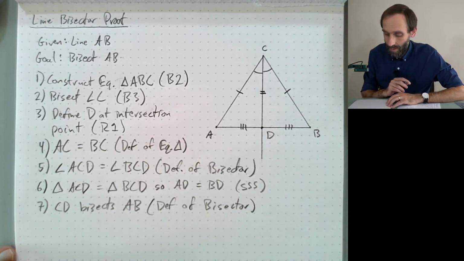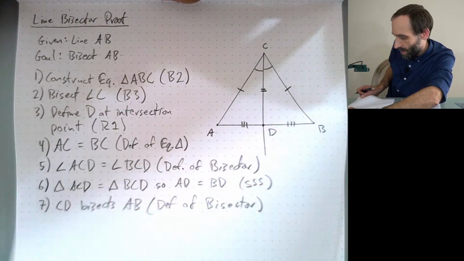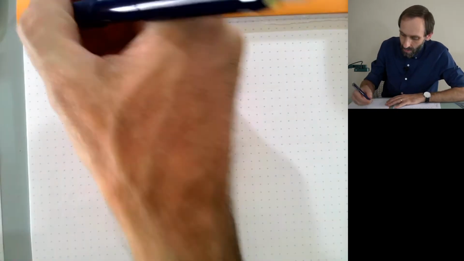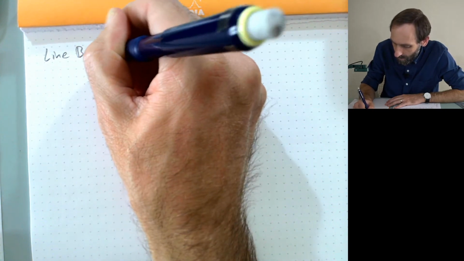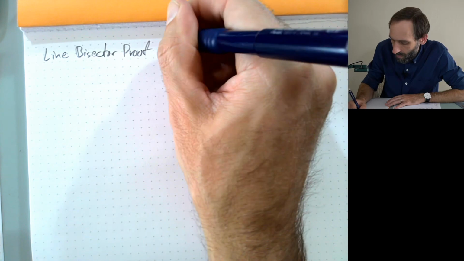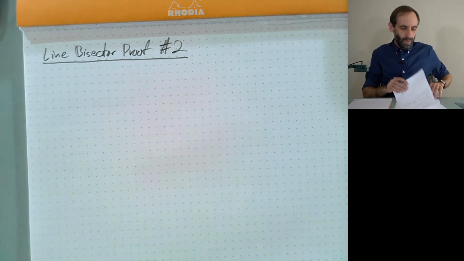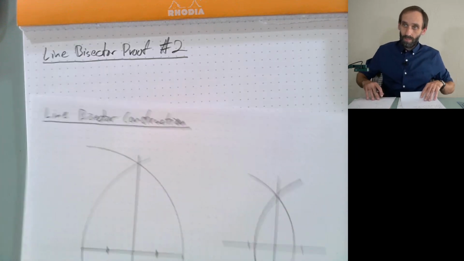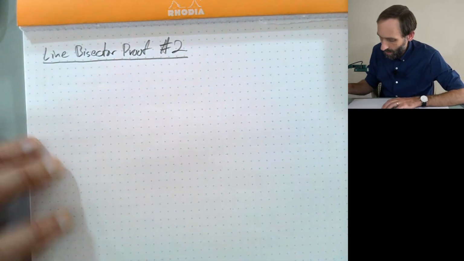But as promised, I am going to show you a second proof for the line bisector. And I'm actually going to do it on another page, just in case I run out of paper toward the end of the proof and have to finagle that situation. So, line bisector proof number 2. Okay, the second proof is going to be based on the original construction, the double equilateral triangle construction. So let's go ahead and make that diagram.